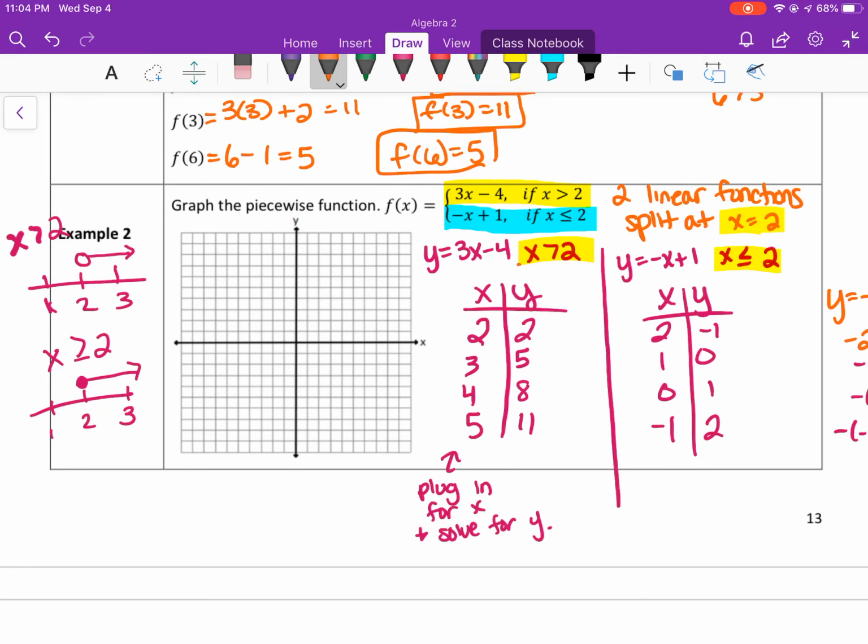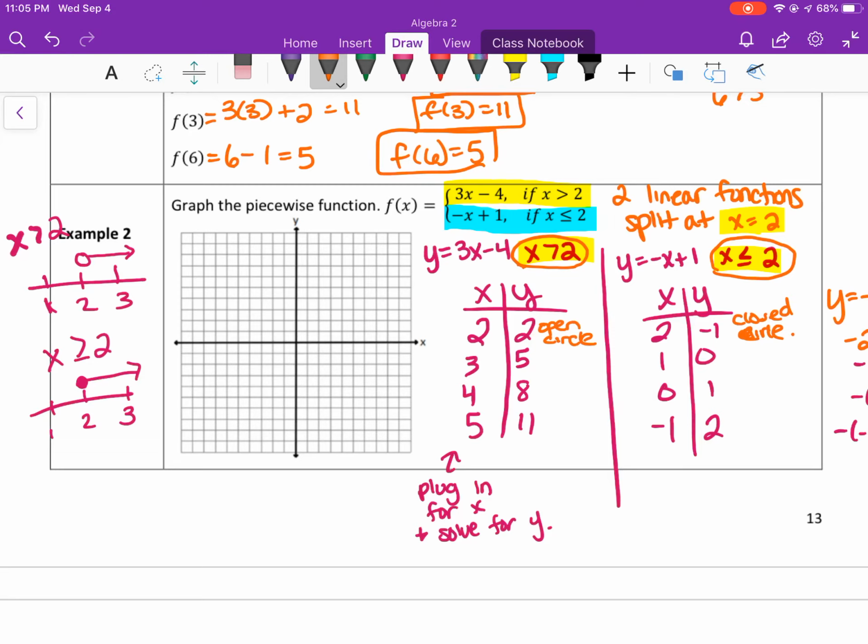Since the one on the left here is just greater than 2, this very first point at 2, 2 will be an open circle because it's not equal to 2 there. And since the one on the right is less than or equal to 2, it'll be a closed circle at the first point there. Oops, sorry, one too many circles. Okay, so 2, 2.